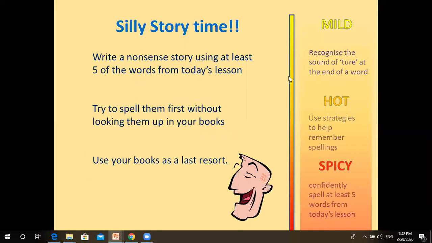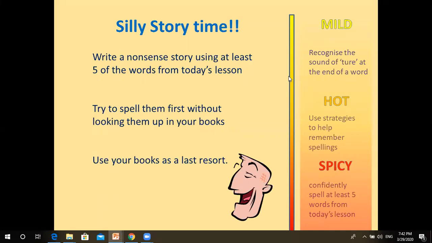Now for the silly story time. Write an unseen story using at least 5 of the words from today's lesson. Try to spell them first without looking them up in your books. The second task, use your books or this video as a last resort.